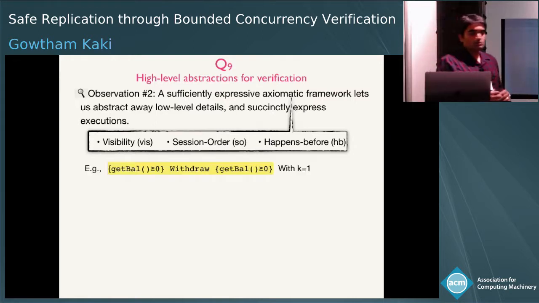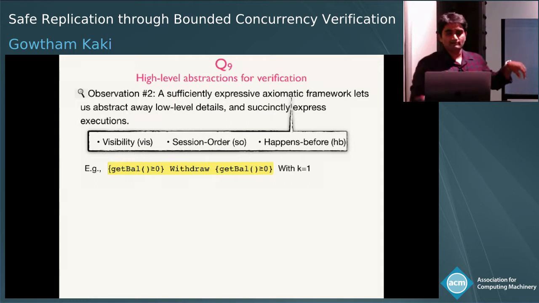And to demonstrate how this happens, I'll consider bounded verification of withdraw with a small bound, with k equal to 1. Let's say we want to show that initially getBalance returns a non-negative balance, and after withdraw executes, getBalance still returns a non-negative balance. Since we have chosen k as 1, we have a certain pre-state, a common prefix state B, which is greater than 0.